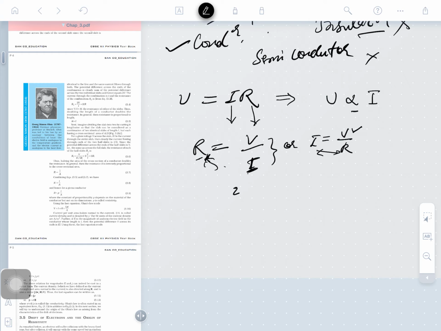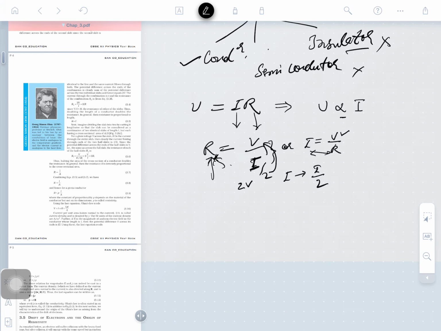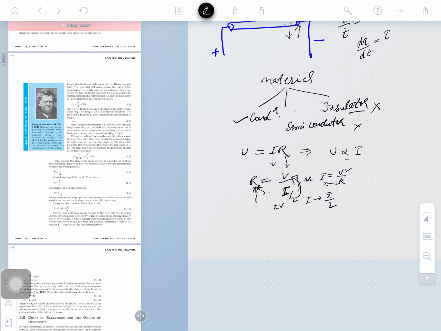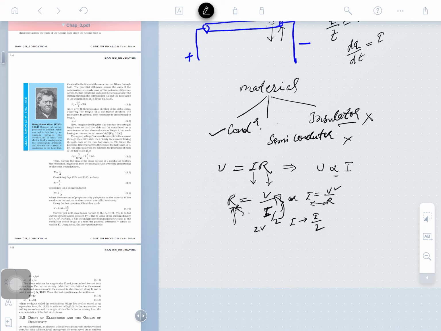If I double the voltage, the current will also double. Is it possible to have a constant current flowing? Obviously no. If the current tends to I by 2, then the potential difference must also be halved. So the resistance of a conductor is fixed. Resistance is the property of a conductor by virtue of which any conductor opposes the flow of electric current.